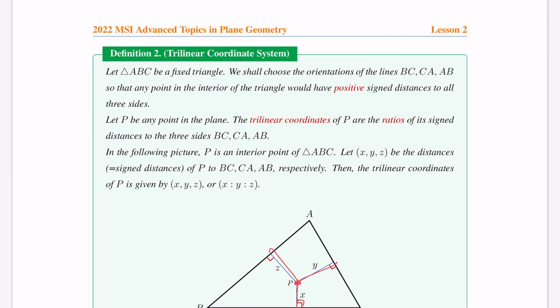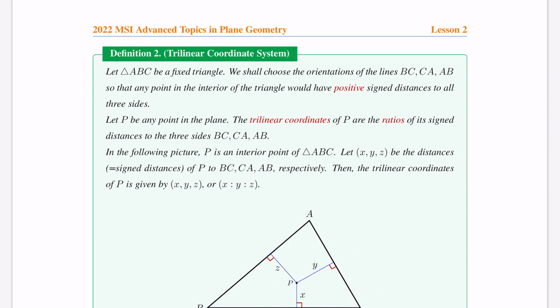So if P is somewhere here, below BC, then its distance to BC is negative, but its distance to both AB and AC would still be positive, because C has positive distance to AB by our orientation assumption, and this point is on the same side of AB. So a point here has negative distance to BC and two positive distances to AC and AB.